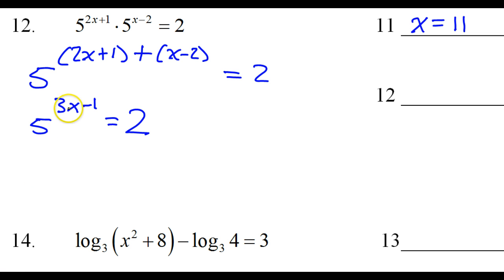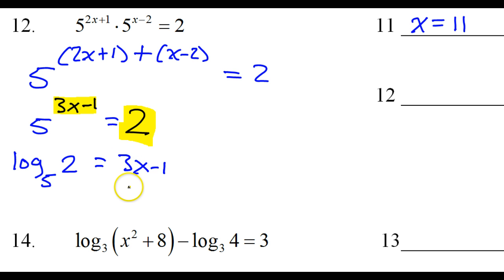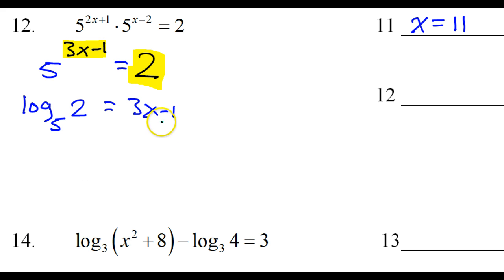Alright, let's liberate the exponent by rewriting this in log form. In log form, it would look like this. Log base 5. And then these two parts are going to change sides of the equation. So the 2 is going to come over here, and my 3x minus 1 is going to come over here. Alright, so I still need to get x by itself. So let us add 1 to both sides. Okay, please don't add the 2 and the 1 and make 3.